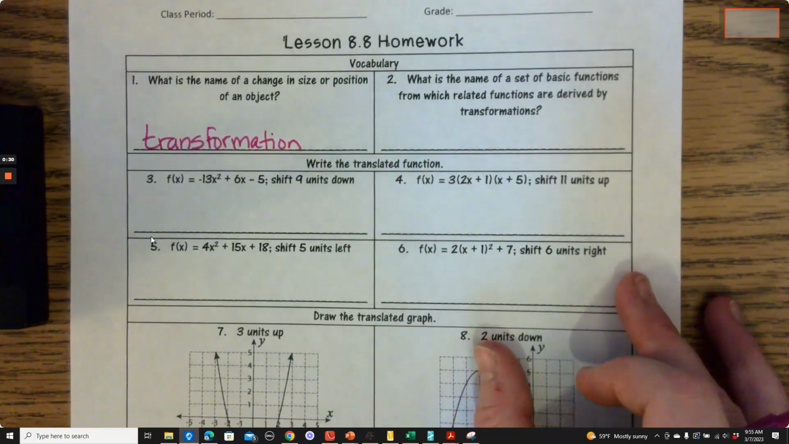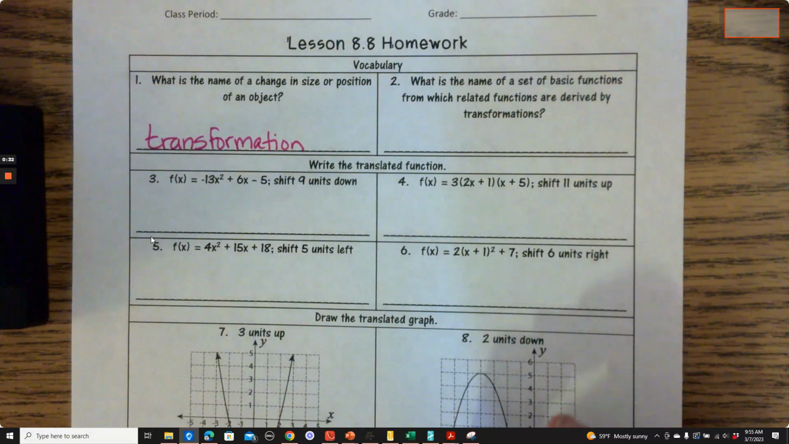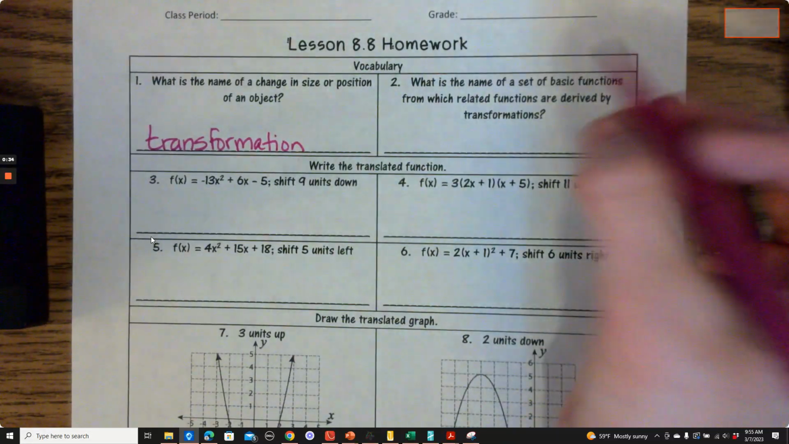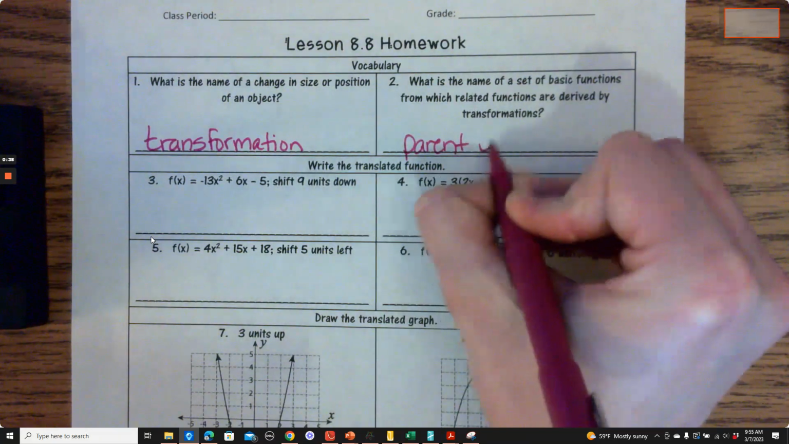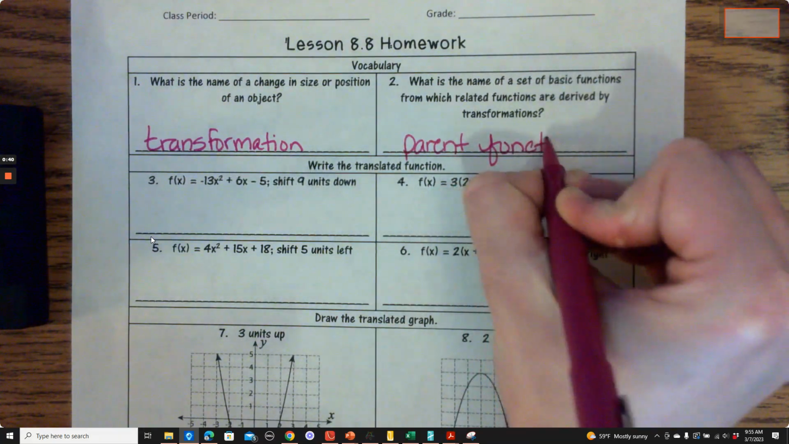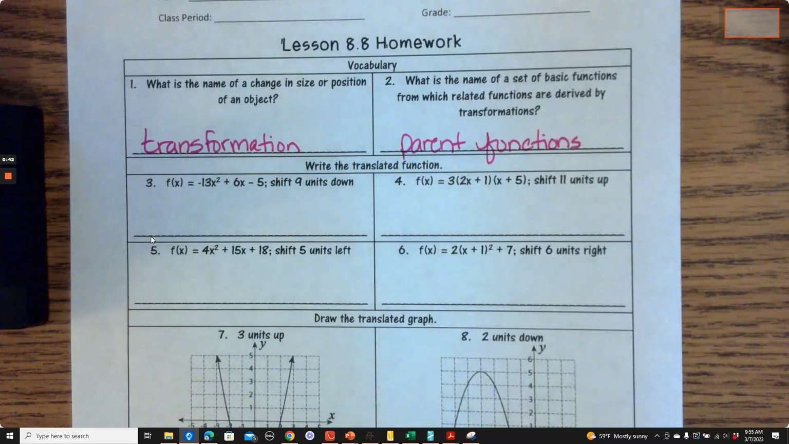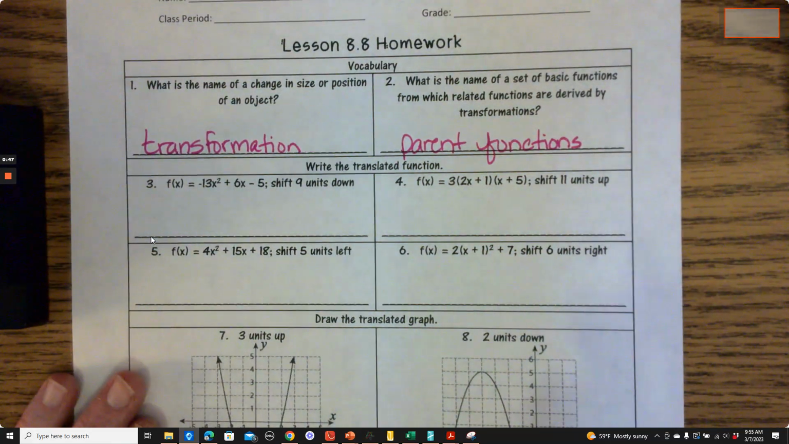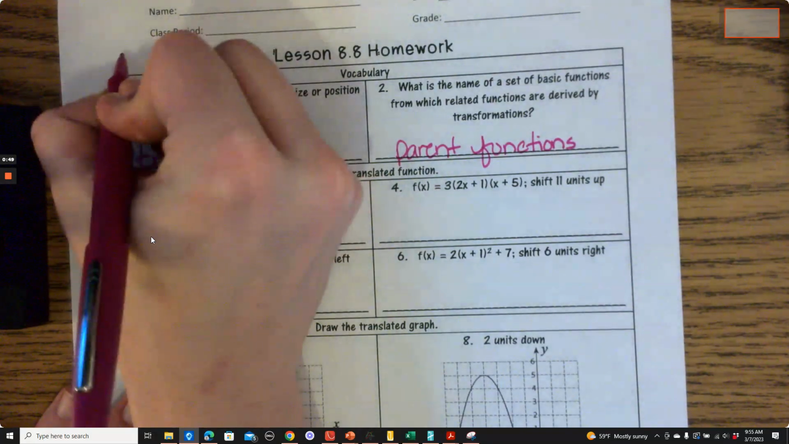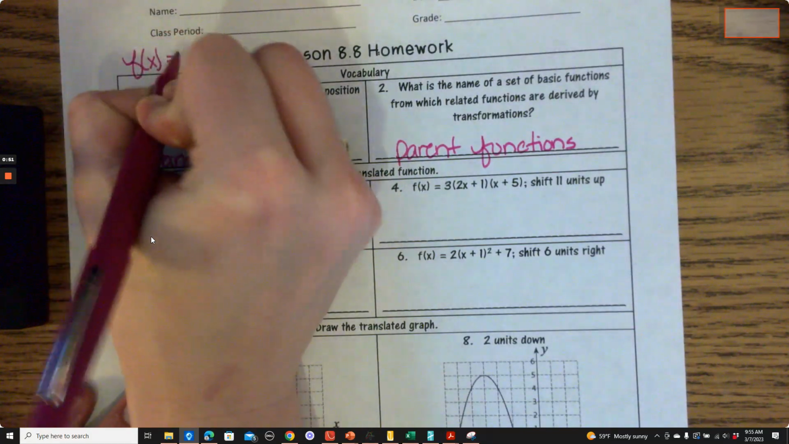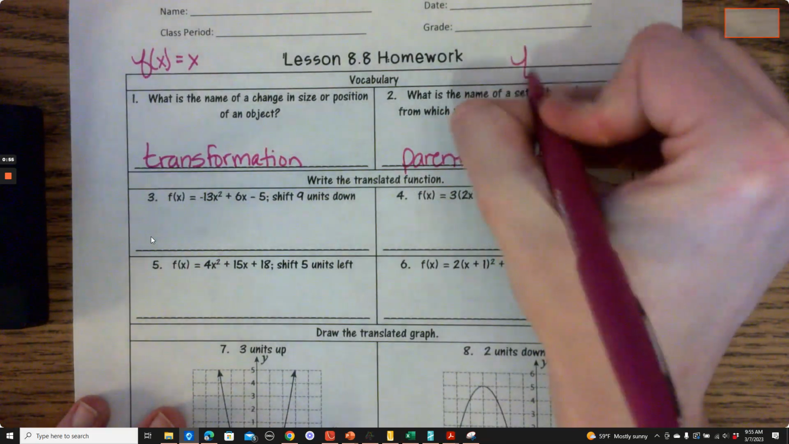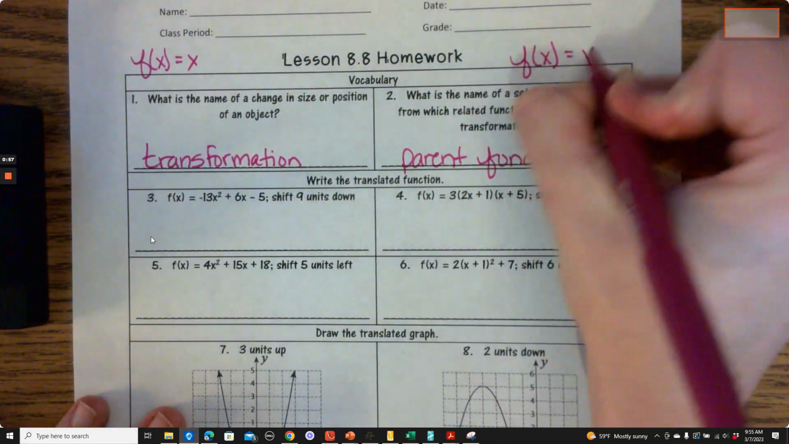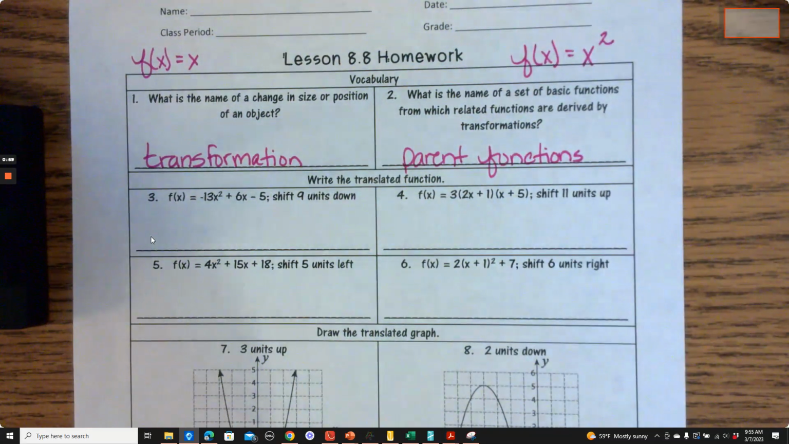And then number two, what is the name of a set of basic functions from which related functions are derived by transformations? These are parent functions. So we did this a little bit way back when we did linears. So the parent function of a linear is f of x equals x. It's just a straight line. Of a quadratic, though, the parent function is f of x equals x squared.